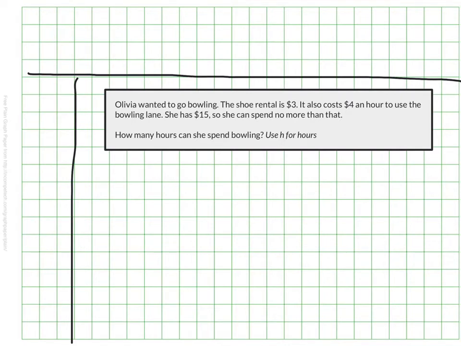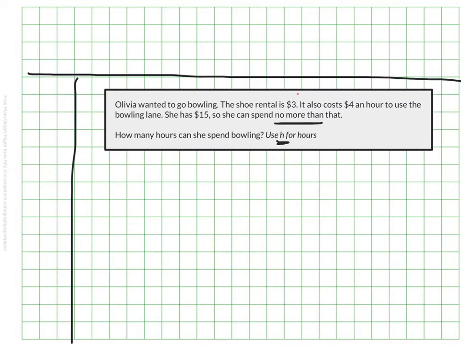And I'm thinking about how I can write this as an equation using H for hours. But actually, since I know she has a limit she can't go over, right? She can spend no more than this. It doesn't tell us that she has to spend it exactly. This will actually be an inequality.